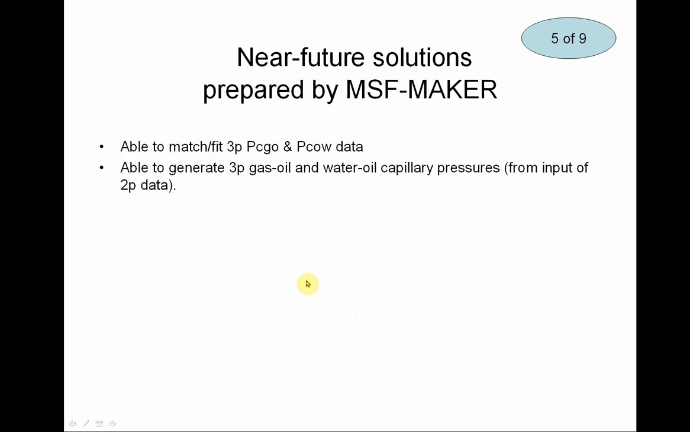A near future solution prepared by MSF-MAKER is the ability to match three-phase cap pressure data and the ability to generate three-phase cap pressure data even from input of two-phase data.